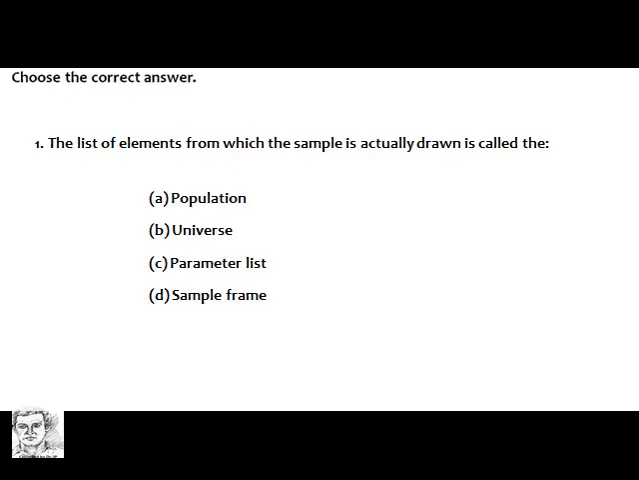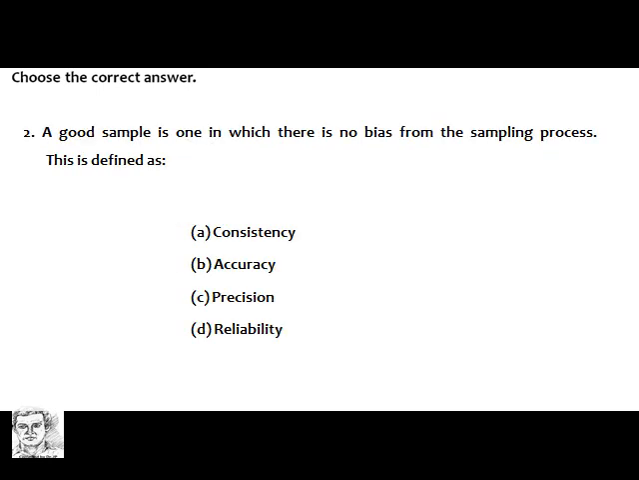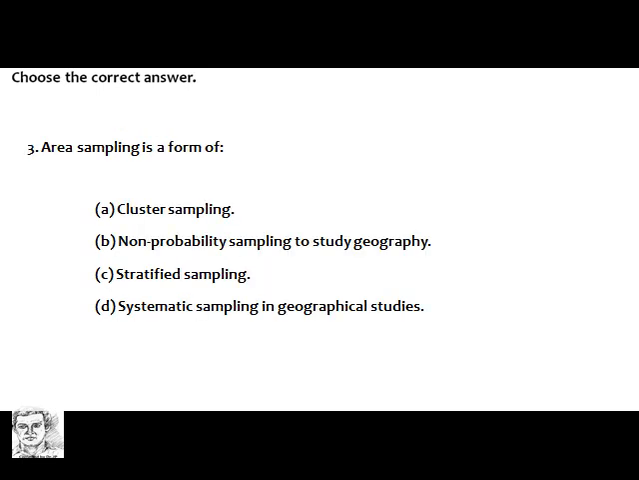The list of elements from which the sample is actually drawn is called the 2. A good sample is one in which there is no bias from the sampling process. This is defined as 3. Area sampling is a form of.